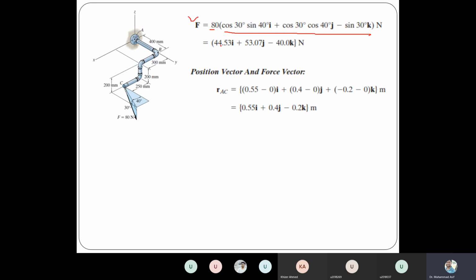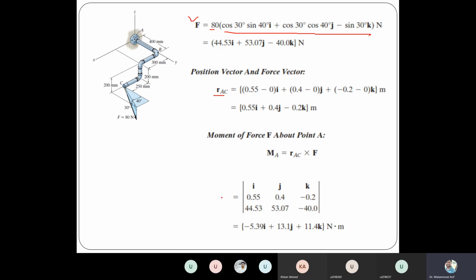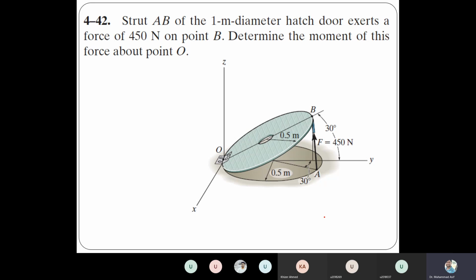So we converted this force first of all into a vector. How? We calculated the unit vector, all three components, and multiplied it with that force. Then we calculated the position vector, this R_CA, and took the cross product, and that is the value of the moment about O. So this is in 3 dimensions. The moment calculated about O has 3 components, one in the i direction, j, as well as in the k direction.